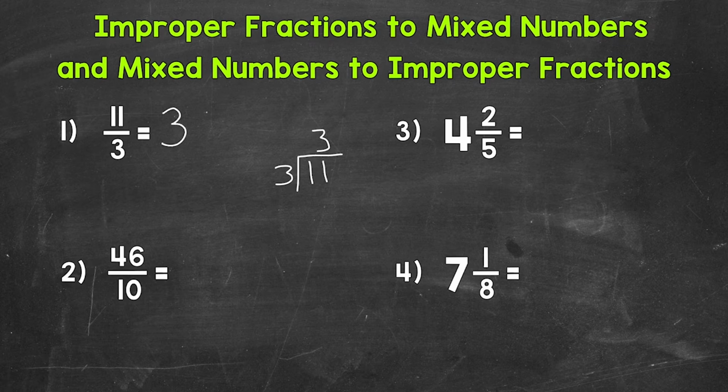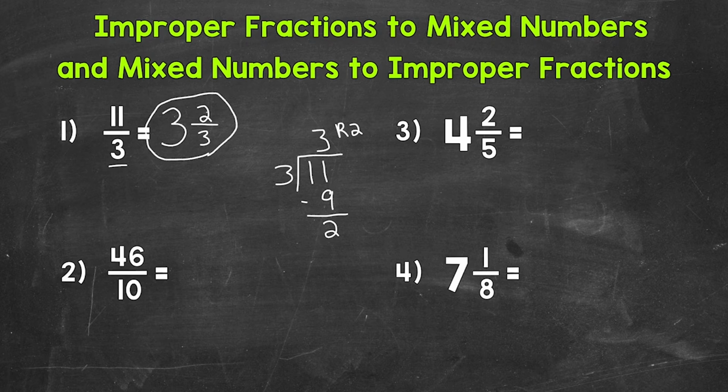So 3 whole groups of 3 out of 11. 3 times 3 is 9. And we end up with a remainder of 2. We did not hit 11 exactly. So that remainder is going to be our numerator. And then we use the original denominator of 3 for the denominator of our fractional part of the mixed number. Always check to see if you can simplify the fractional part of a mixed number. 2/3 is in simplest form, so we are done.